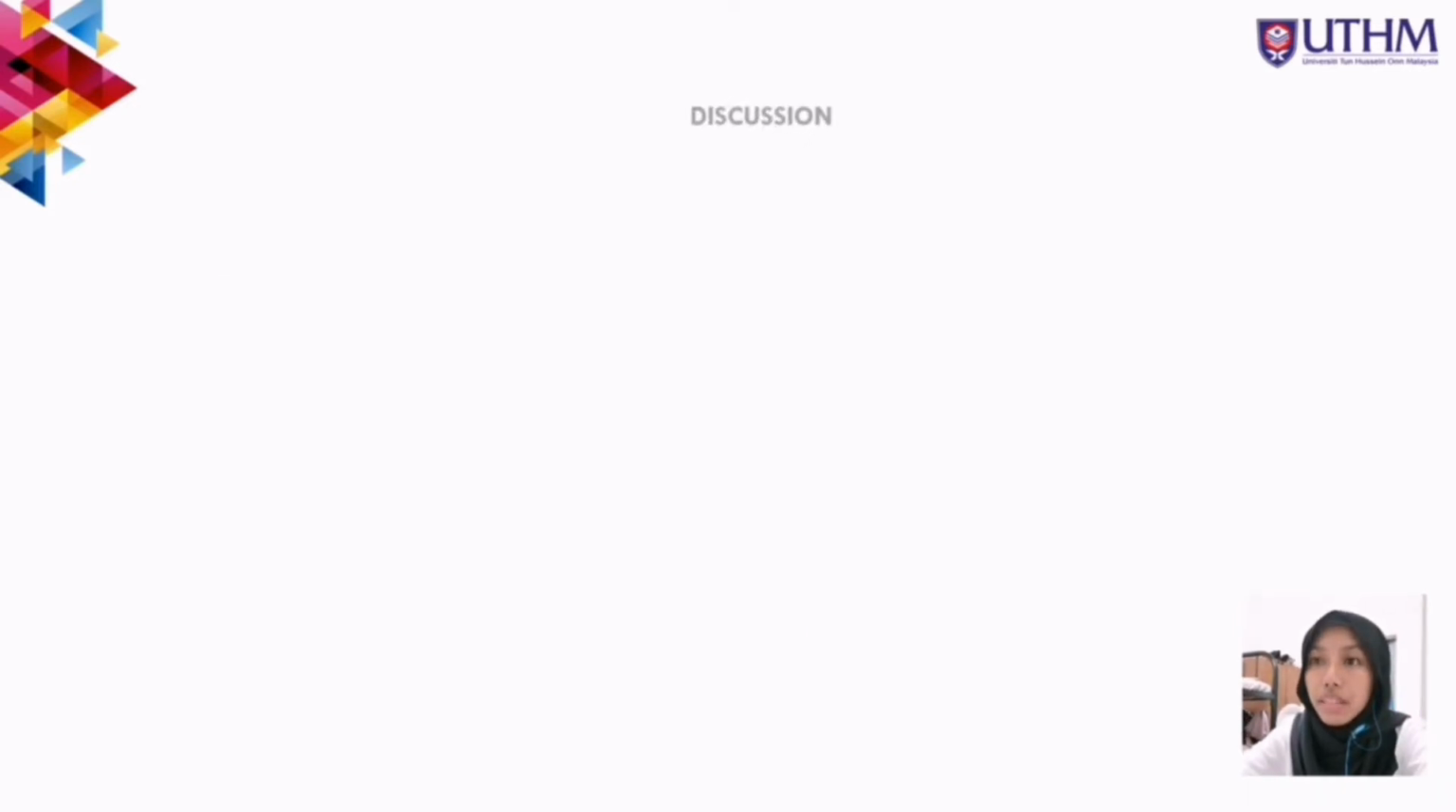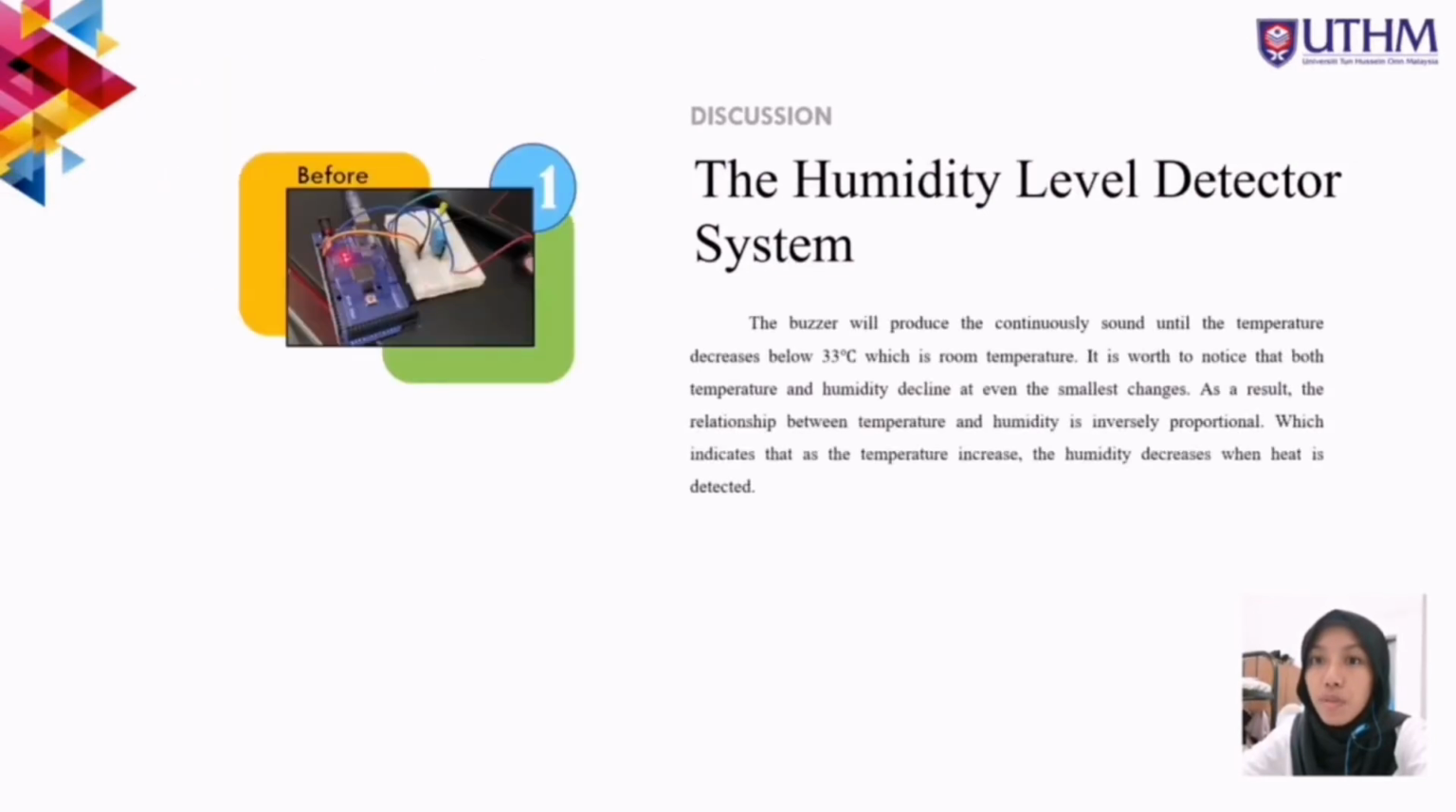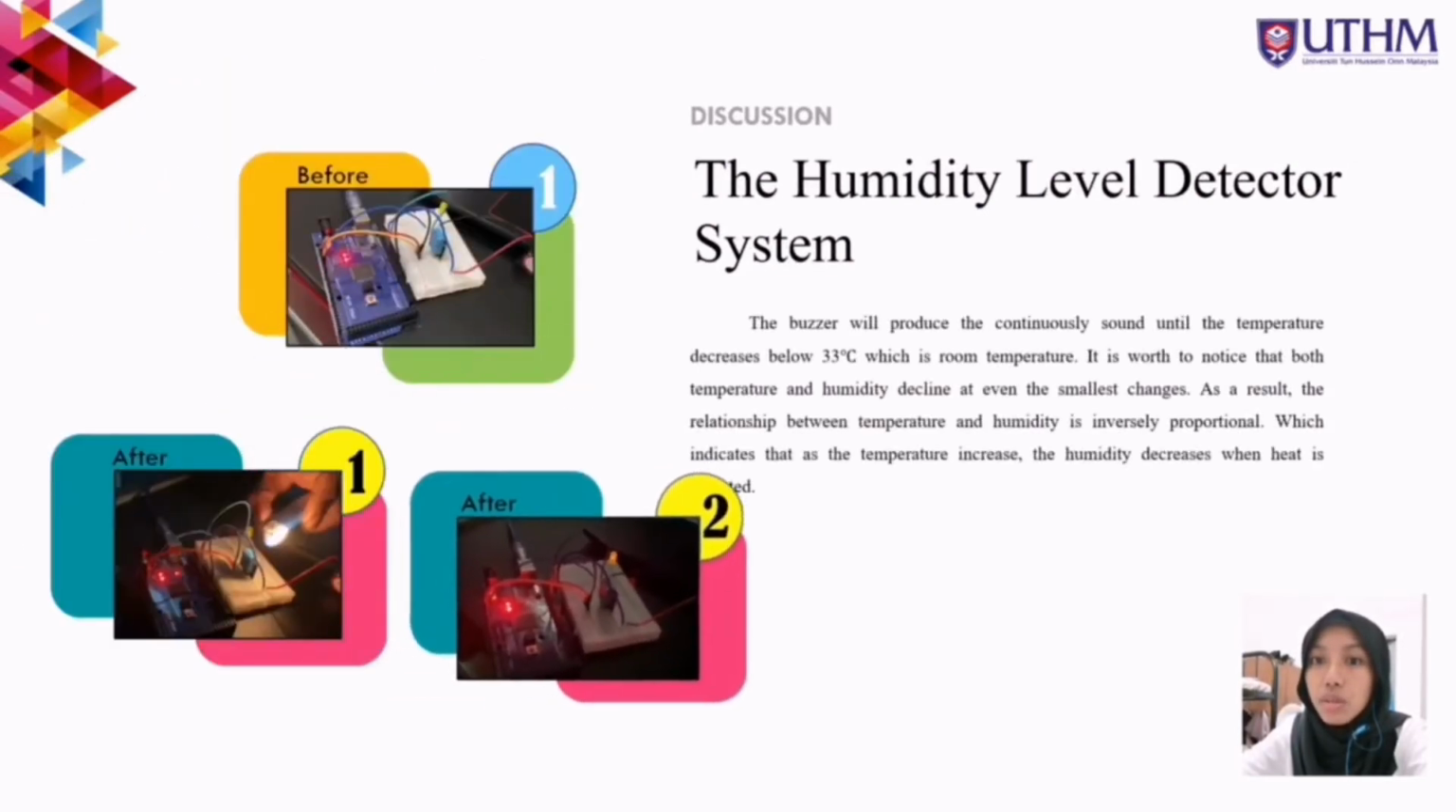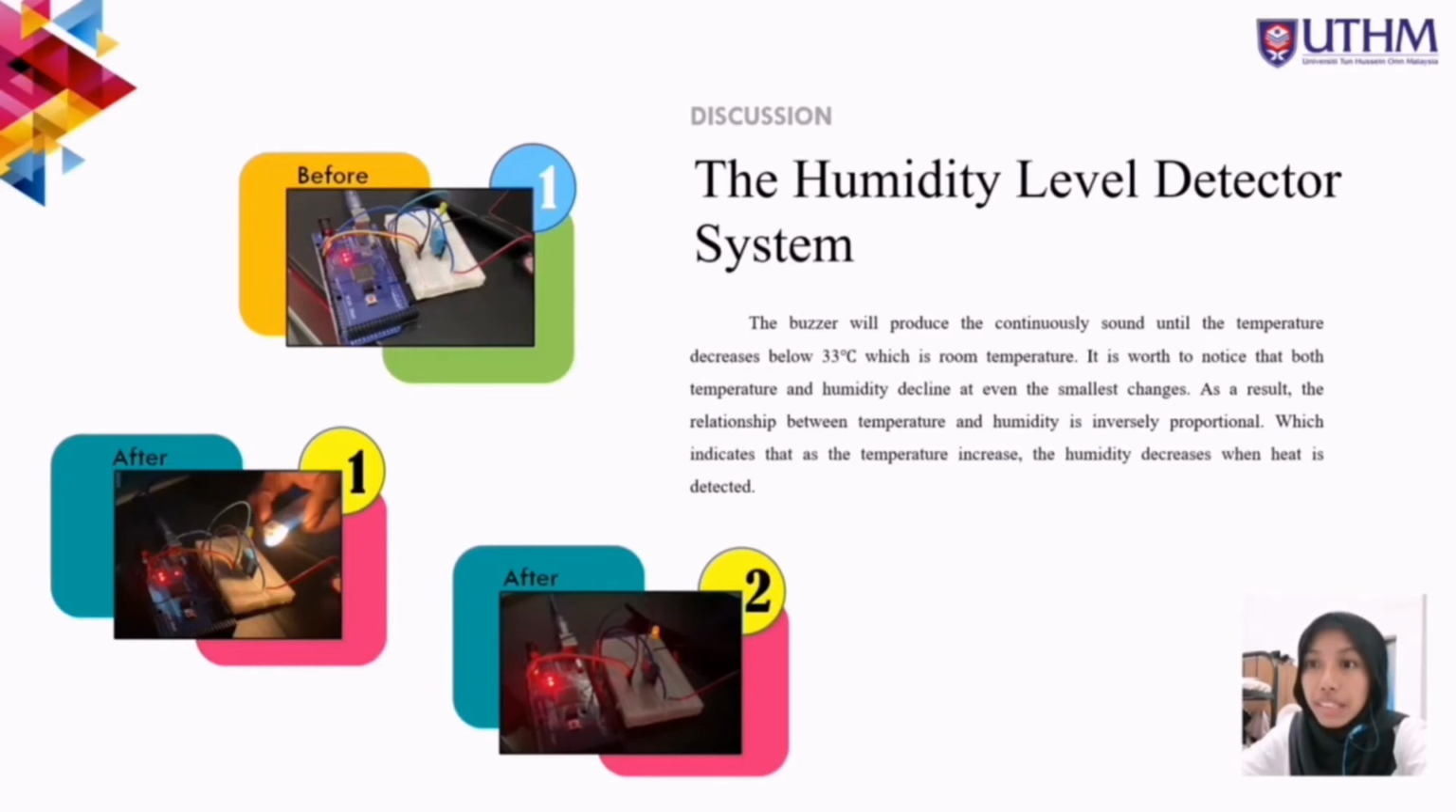For the second slide, the humidity level detector system before and after shows in the picture in this slide that the buzzer will produce a continuous sound until the temperature decreases below 33 degrees Celsius, which is the room temperature. It's important to notice that both temperature and humidity decline at even the smallest changes. As a result, the relationship between temperature and humidity is inversely proportional, which indicates that as the temperature increases, the humidity decreases when heat is detected.